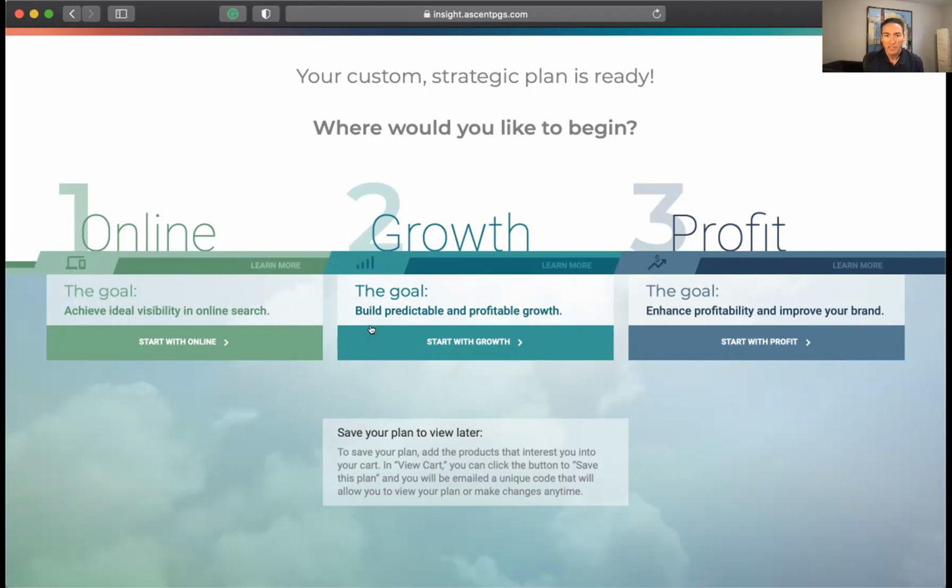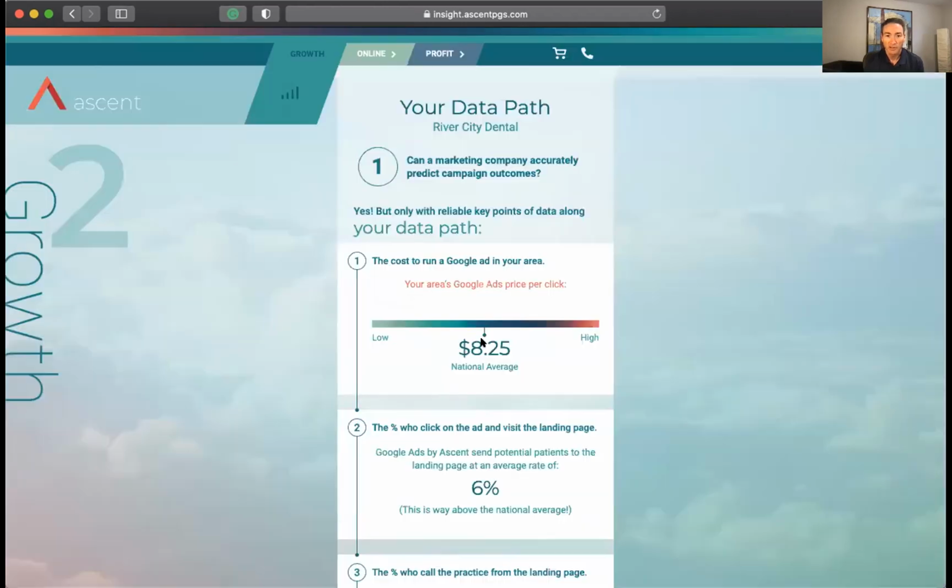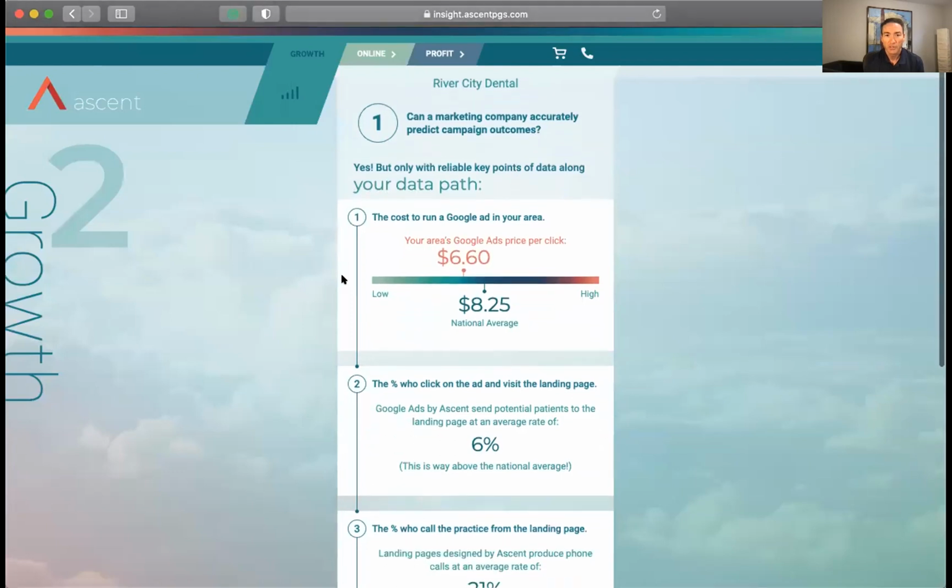So you should have this page in front of you by now. Where would you like to begin? Well, you'd like to begin in growth, because that's what we're talking about today. So click Start with Growth. And what it's going to show you is your data path. Okay, now your cost per click should have just come up. The one I just searched is $6.60.